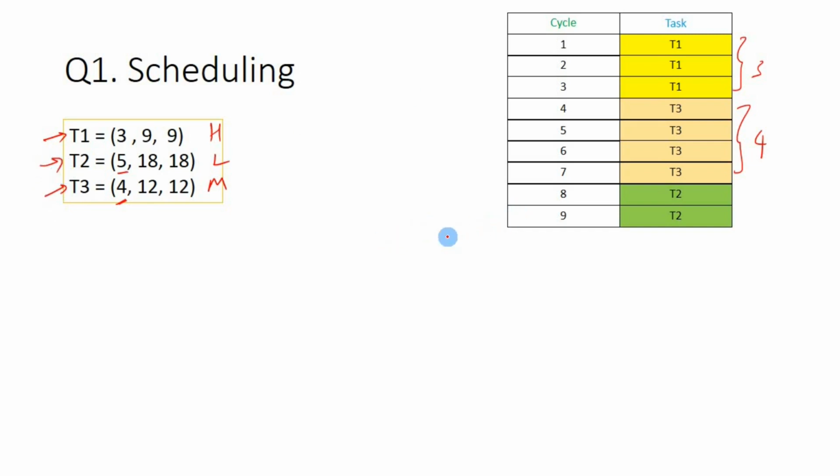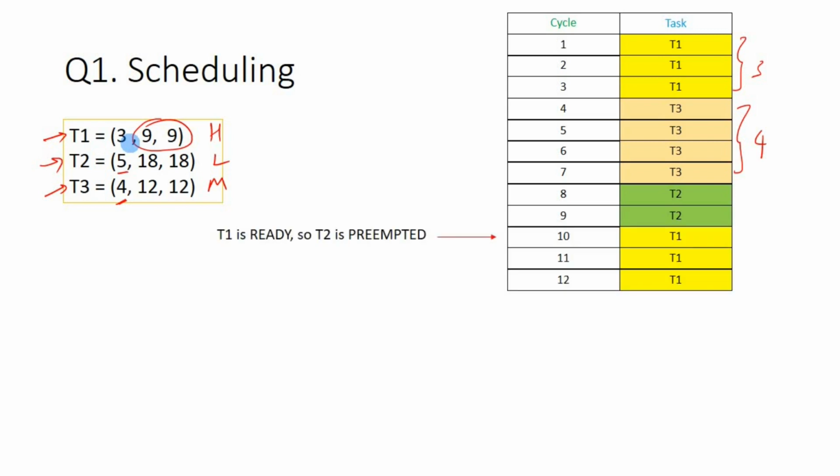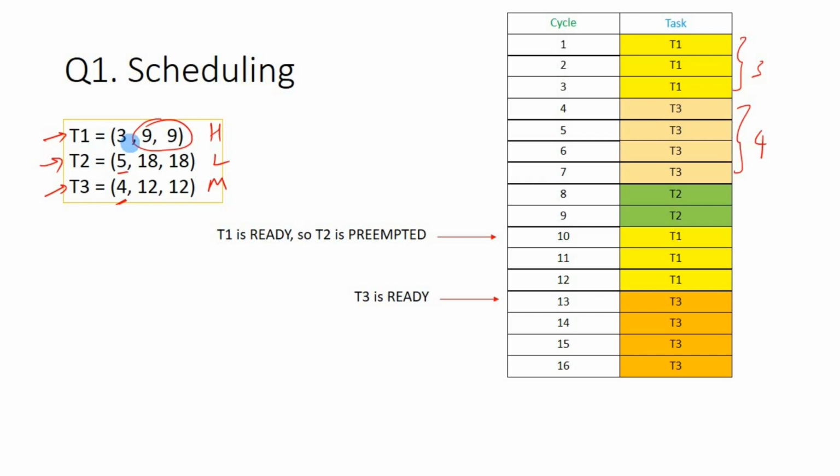So task 2 is supposed to take 5 units of time. It takes 2 units, but before it can complete, the periodic interval of T1 kicks in. Which means T2 is preempted and T1 is ready and it takes over the CPU. So T1 will run, and after T1 runs, you have another iteration of T3, because T3 is supposed to repeat every 12 cycles. So T1 preempts at cycle 10.